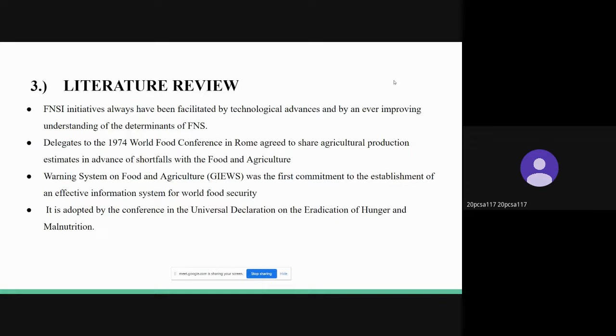So the warning on food and agriculture, that is GIEWS, was the first commitment to the establishment of an efficient information system for world food security. So we second the IoT ecosystem, and now the combination of IoT is enabling smart agriculture. So it is adapted to the constant and universal declaration of the eradication of hunger and malnutrition.